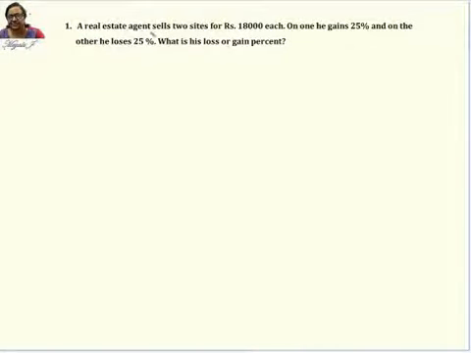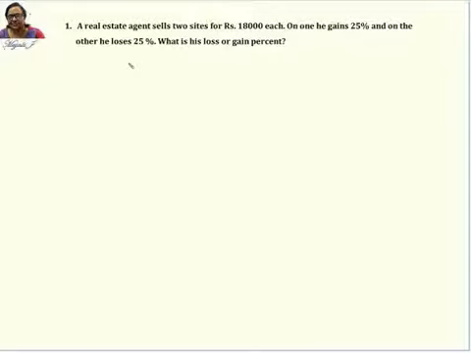A real estate agent sells two sites for 18,000 each. On one he gains 25%, on the other he loses 25%. What is his loss or gain percentage? Okay, so here there are two things. Initially I'll explain in a normal method, but the shortcut also I'll tell you.